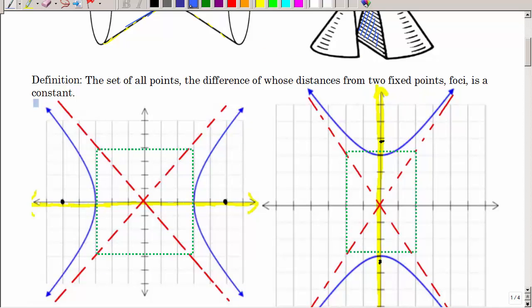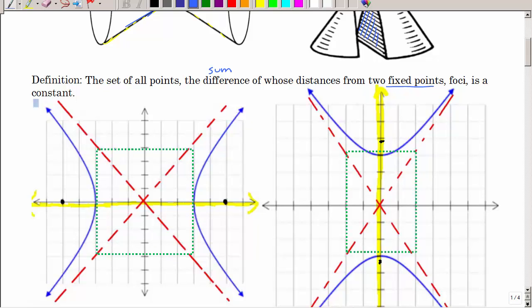The definition is the set of all points, the difference of whose distances from two fixed points, or the foci, is a constant. You may recall that the definition of the ellipse was the exact same thing, except we had the word sum there. In these two pictures, you can see that we have hyperbolas where we have branches side to side or branches up and down vertically. You can see the asymptotes, and this green rectangle we'll talk about, because it's going to help us graph it.